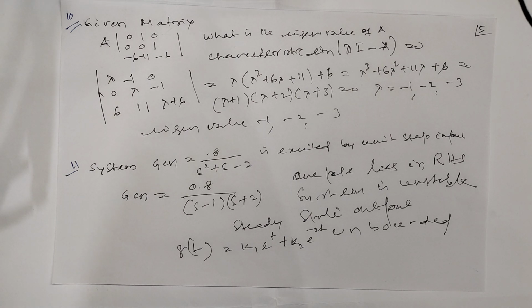Here G(s) is the open loop system, 0.8 by s² + s - 2. The s² + s - 2 factorizes as (s - 1)(s + 2). So there is one pole in the right half of the s-plane, which is unstable. So the steady state output will be unbounded, and g(t) will be K1 e^t minus K2 e^(-2t).